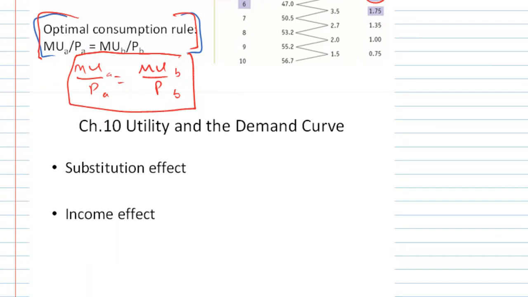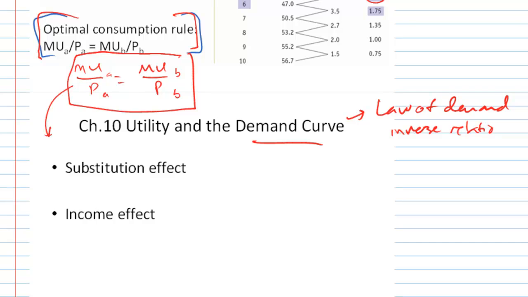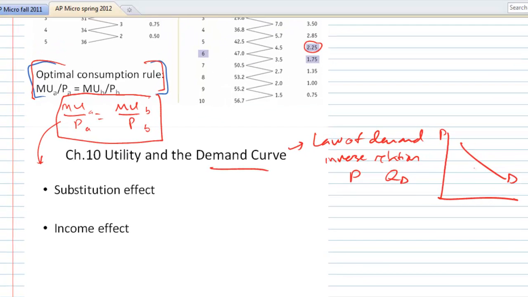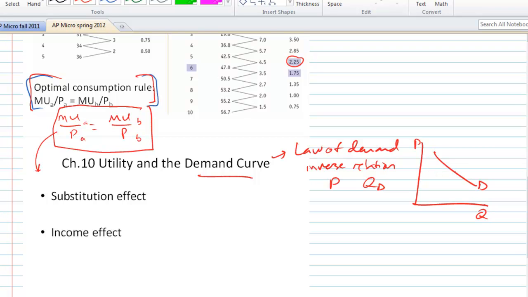So that also takes us to the last thing we want to talk about, which is how this relates to the demand curve. The demand curve comes to us from the law of demand, which simply says that there is an inverse relationship between the price of the good and the quantity demanded. And of course, the demand curve shows that. As the price goes up, quantity demanded goes down, and vice versa.